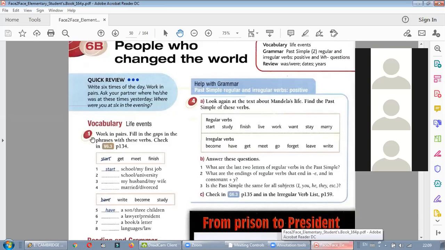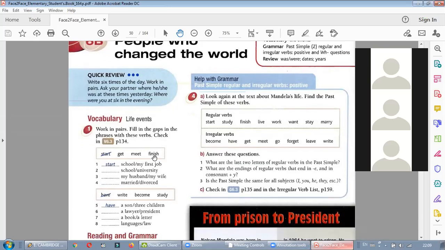Anyway, let's start here with a little bit of vocabulary, okay? It says here, work in pairs. Fill in the gaps in the phrases with these verbs. So we have a box with 4 verbs, and then we have some phrases. The verbs are start, get, meet, and finish. Let's use them to complete the phrases. So we say start school, or start my first job. We finish university, we finish school, correct? Let's write finish.